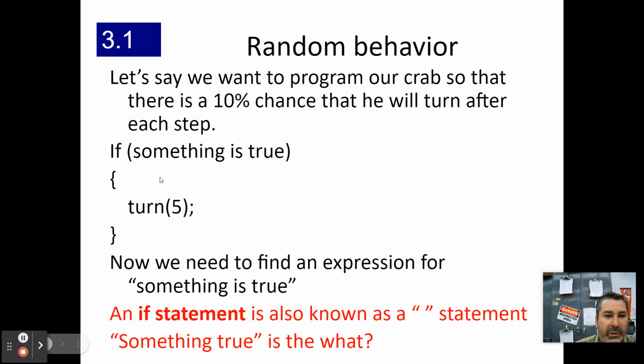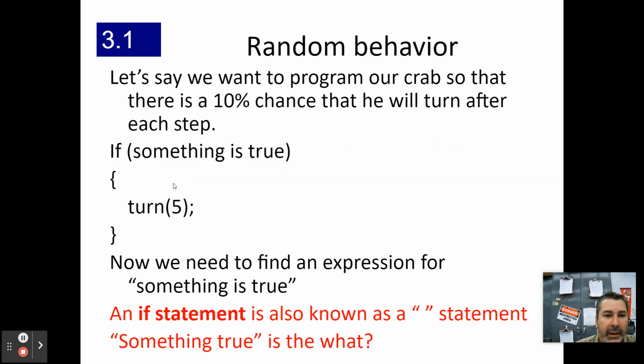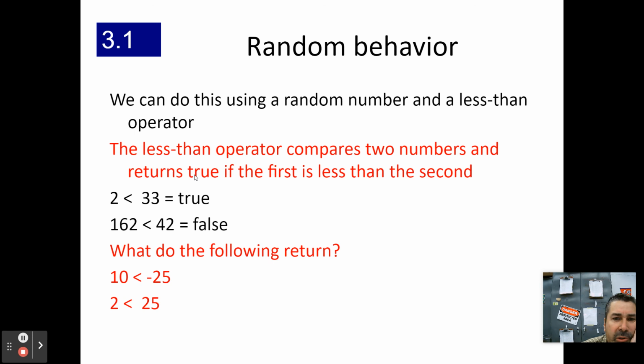So basically the question is, what do you call everything in the parentheses here? Write that down. Okay, that is called the condition. Everything in the parentheses is called the condition. We can do this using a random number and a less than operator. The less than operator compares two numbers and returns true.